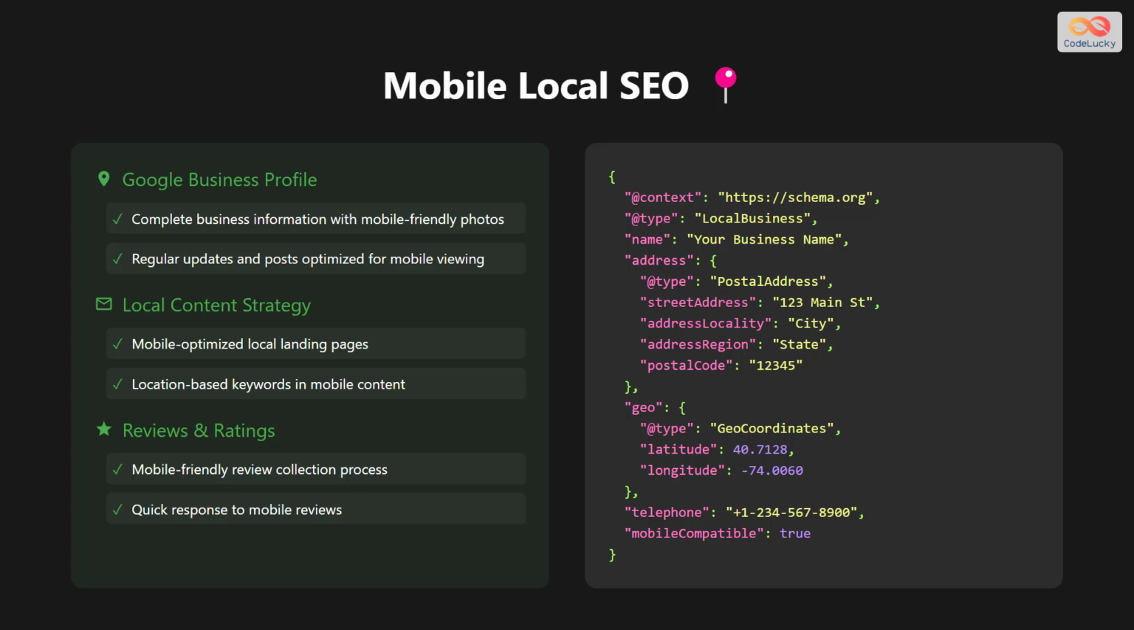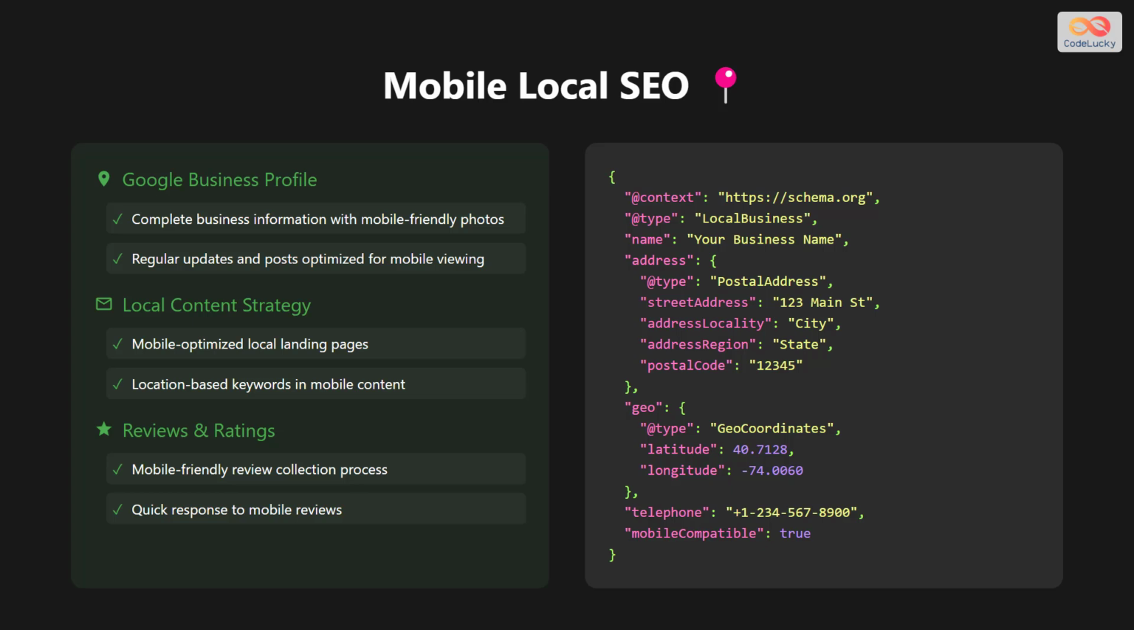Let's discuss mobile local SEO. First, focus on your Google Business profile. Ensure that all your business information is complete and up to date with mobile-friendly photos. Provide regular updates and posts which are also optimized for mobile viewing.